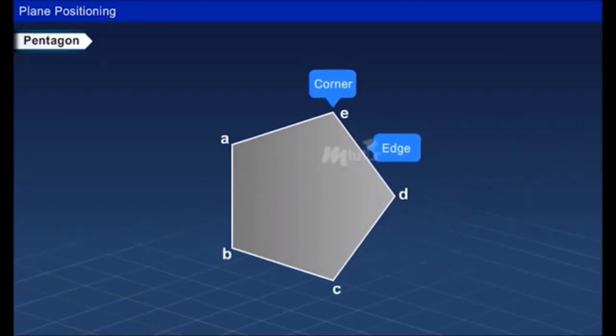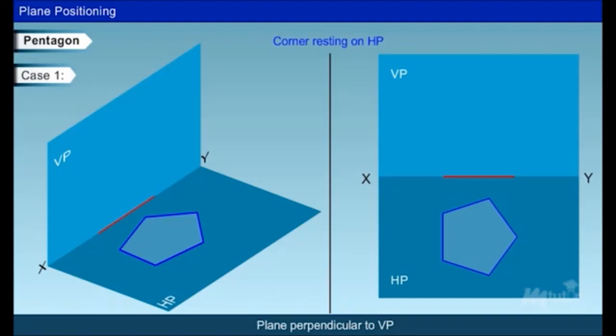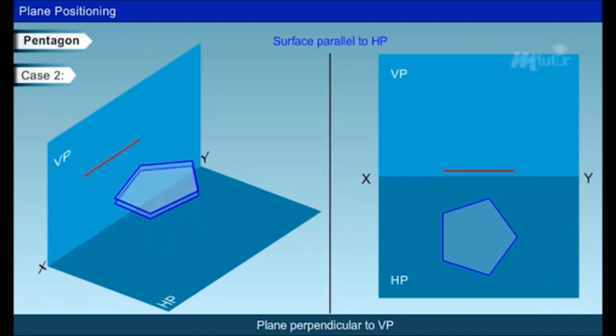Pentagonal plane. The pentagon has 5 edges or sides with 5 corners. In the problem, if it is given that the pentagon is perpendicular to VP and resting on one of its corners on HP, if the pentagon is resting on one of its corners and the surface is parallel to HP, it can be drawn as shown.